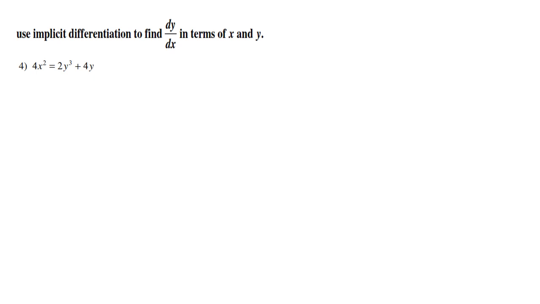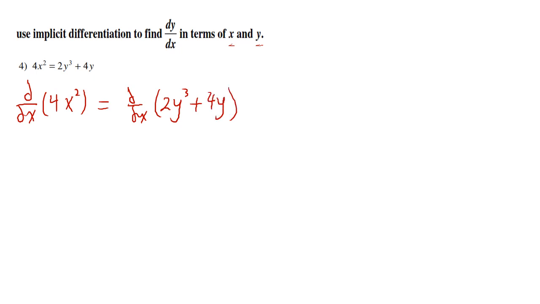Use implicit differentiation to find dy/dx in terms of x and y for 4x squared is equal to y to the power of 3 plus 4y. So by finding the derivative of the function with respect to x for the left hand side and the right hand side, the derivative of 4x squared, I'm going to put down the exponent, so 2 times 4 is 8, subtracting 1 from the power, is equal to d/dx for 2y to the power of 3.